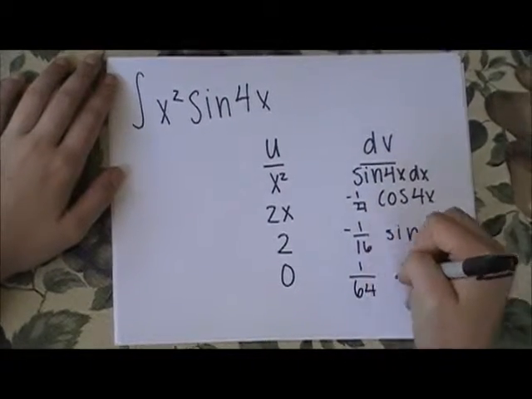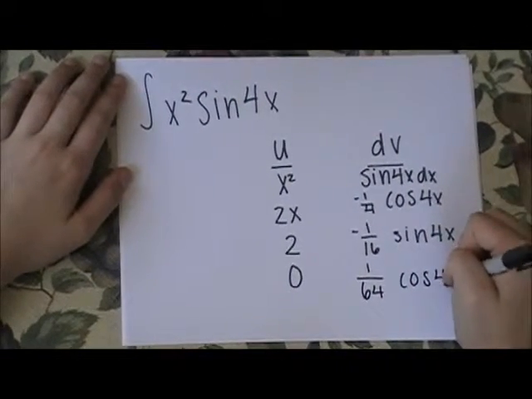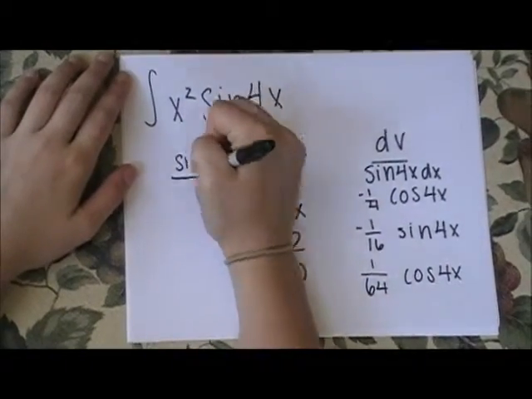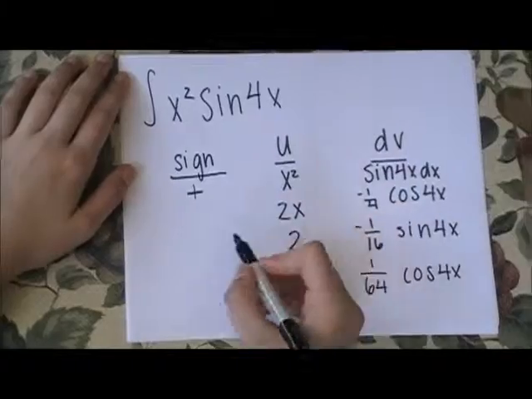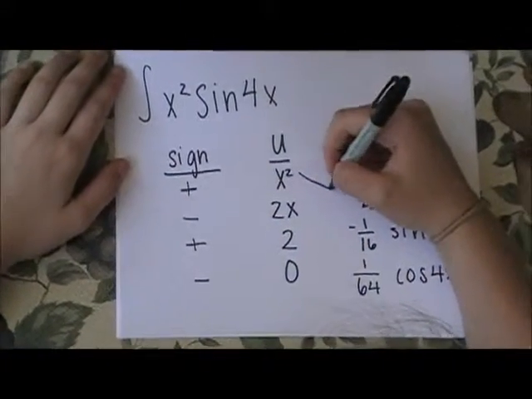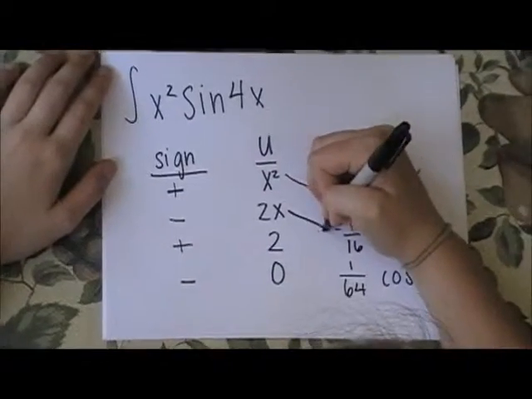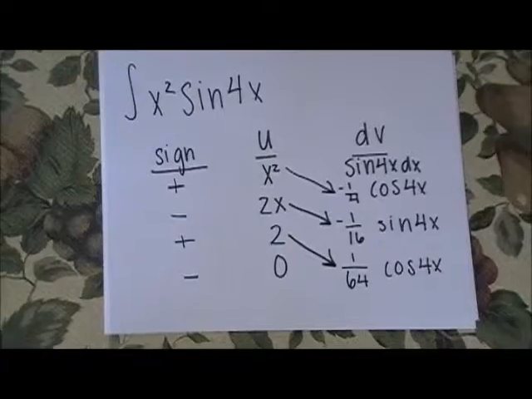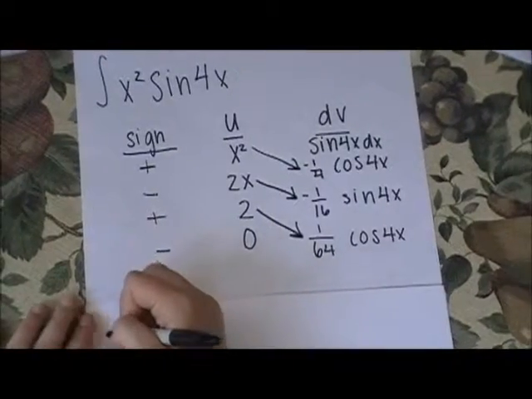And then once you do that, you do another column labeled signs, and signs always start positive and then alternate each one. So this is going to be positive, negative, positive, negative. Then you draw an arrow from your first u to your second dv and continue down the line, so it looks like this. And that's your answer.